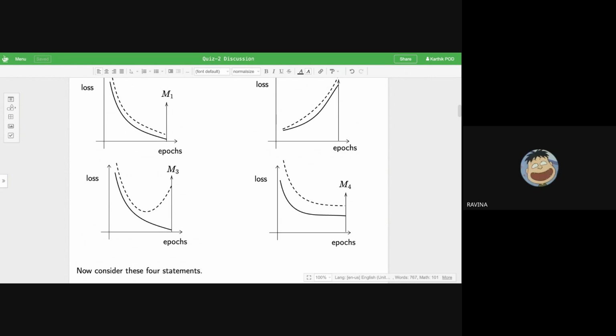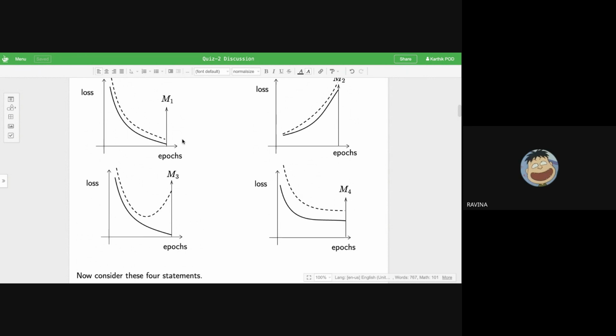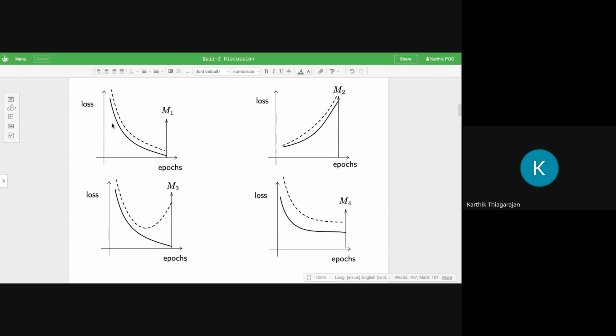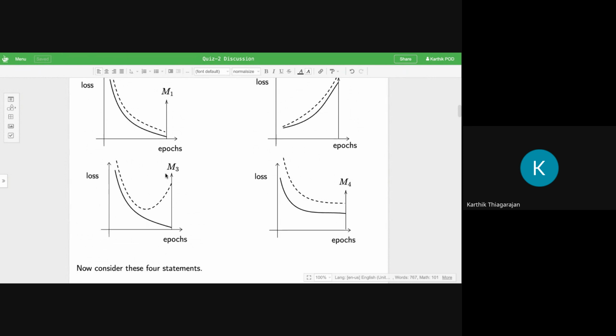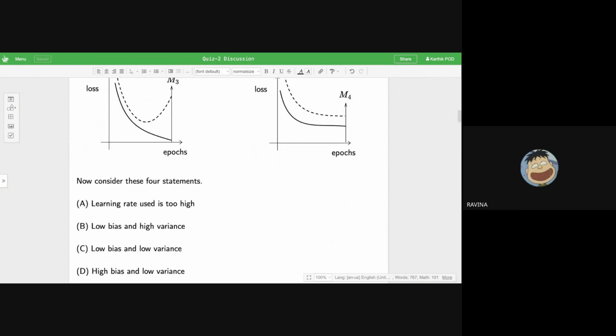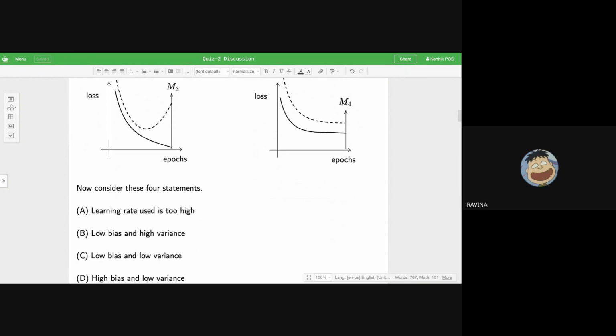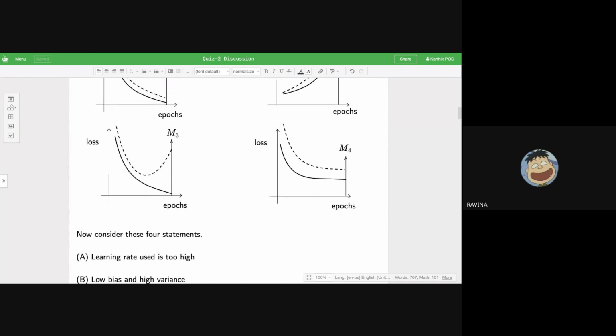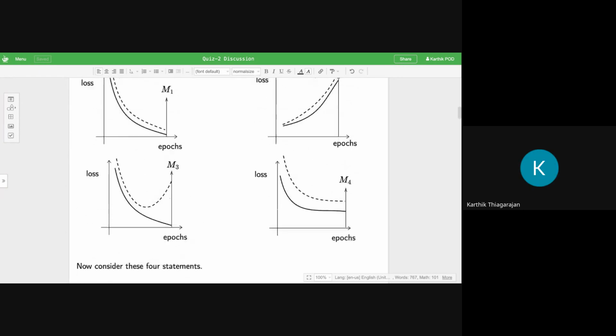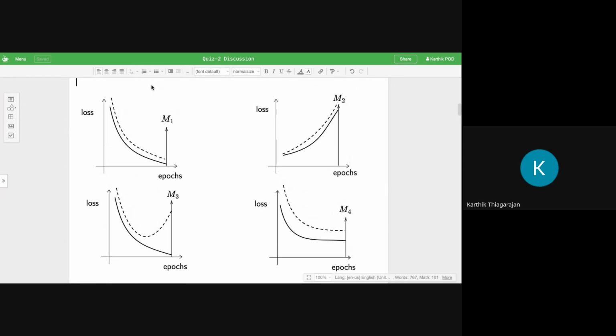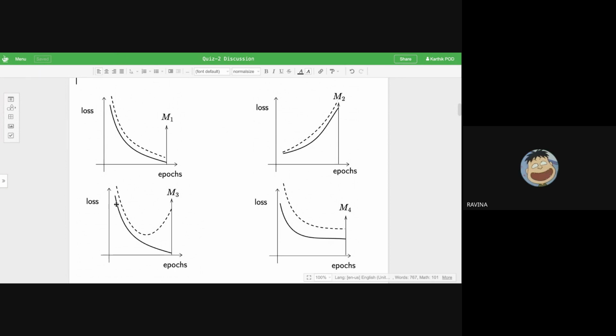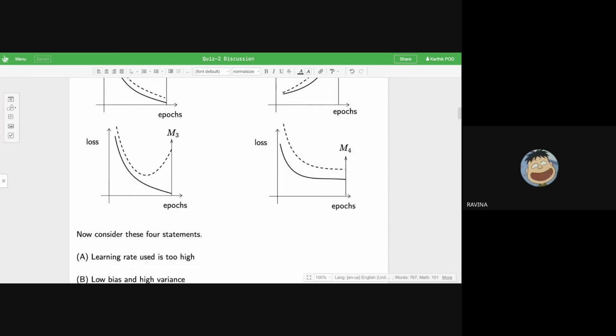So first one is low bias and low variance. Okay, M2. What is third one? High variance and low bias. Which one? Third one, this M3. M3. Okay. What is M2? So it is having high error.